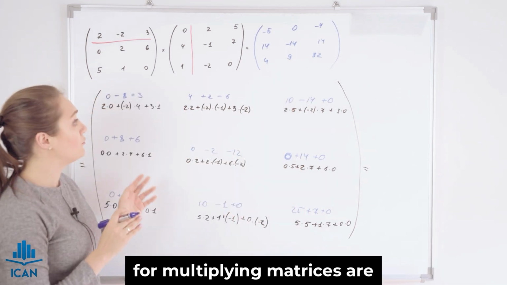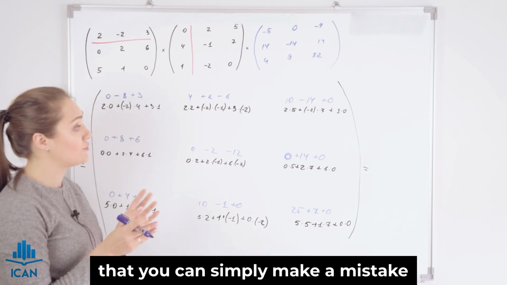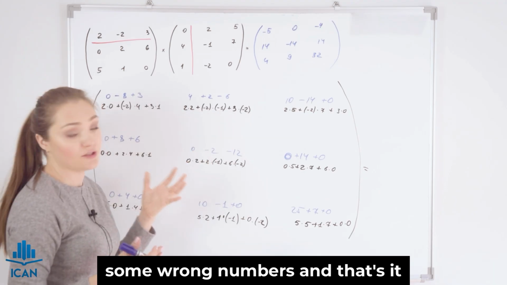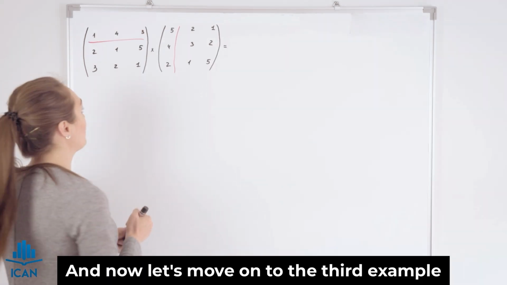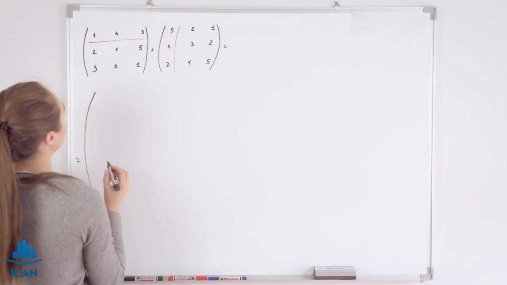Calculations for multiplying matrices are very simple, but the catch here is that you can simply make a mistake. Well, simply multiply some wrong numbers and that's it. And now let's move on to the third example. Let's draw this large matrix here.